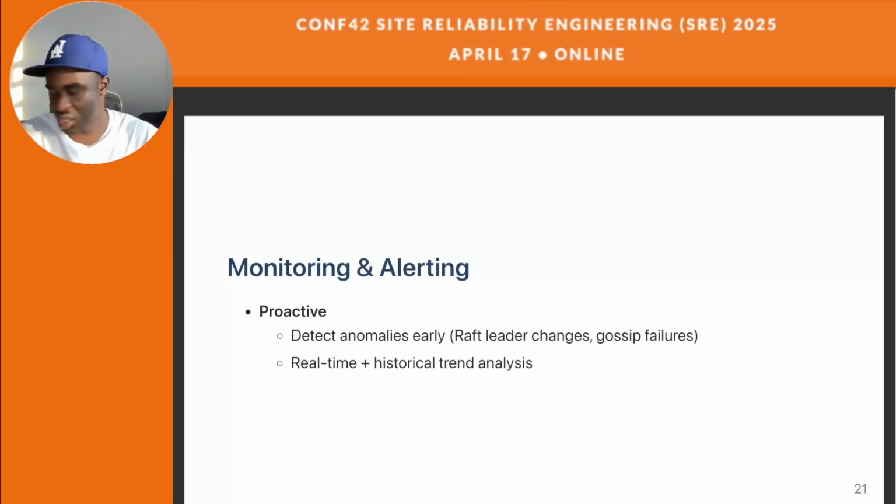Yeah, so that's the proactive alerting you could do to detect anomalies early. You want to check if the Raft leader has changed. You want to alert on consensus failure or monitor stuff like this. And if possible, if you have kept metrics or logs for a long time, you want to do historical trend analysis on them.